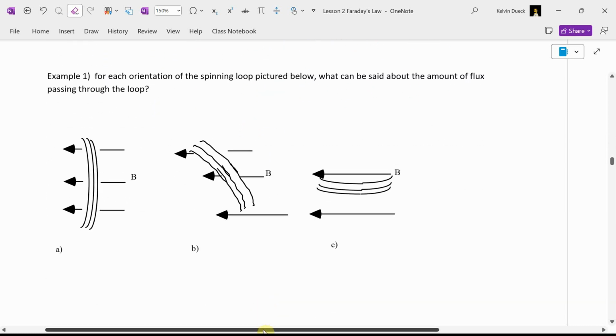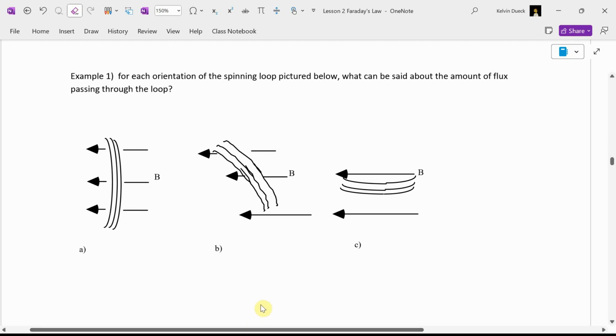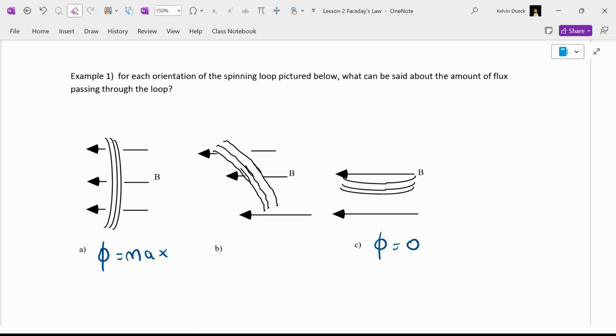So, example one says this: for each orientation of the spinning loop pictured below, what can be said about the amount of flux passing through the loop? Which of these, A, B, or C, will have the maximum flux? Which of these, B or C, will have the minimum flux? What about in B? If we assume these pictures are in chronological order, as we move from A to B to C, is the flux increasing or is the flux decreasing? Obvious. Yeah, here we would say the flux is decreasing, especially if it's rotating in that direction. The exposed cross-sectional area is getting smaller.